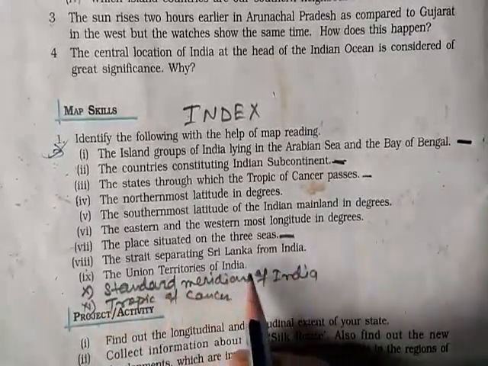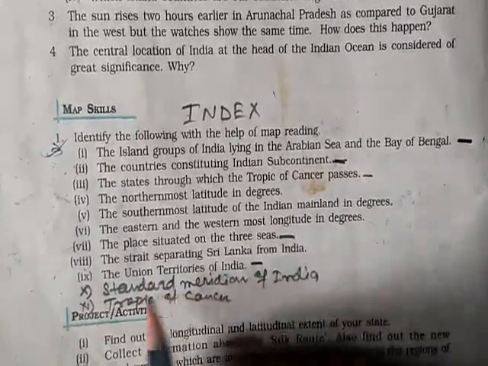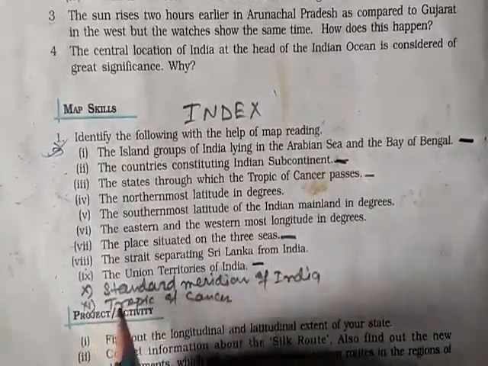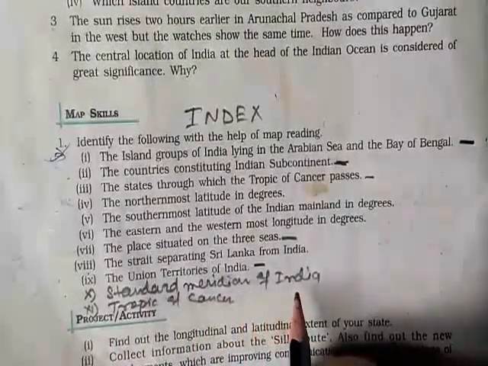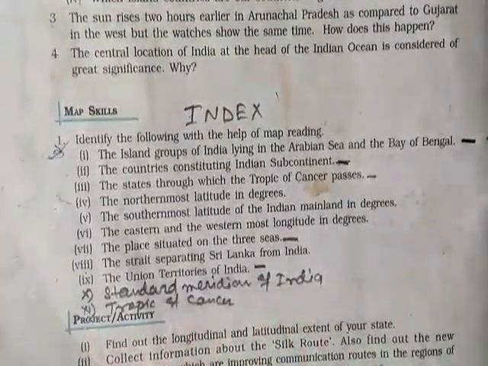And then you will locate the union territories of India, you will give a hyphen and write the names of all union territories. Then question number 10, which I have added here, you will show the standard meridian of India. Question number 11, the Tropic of Cancer.